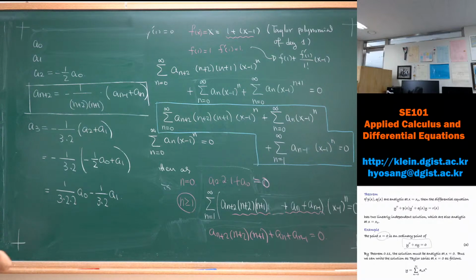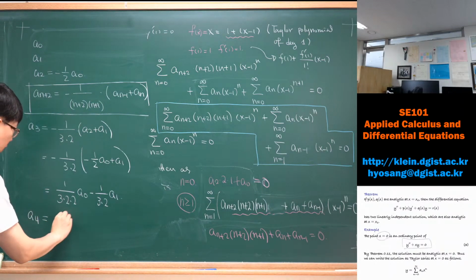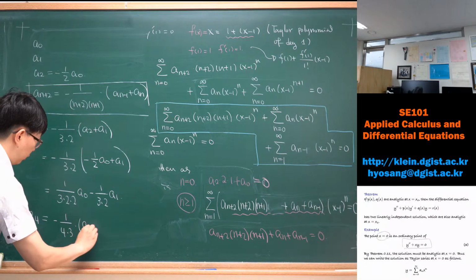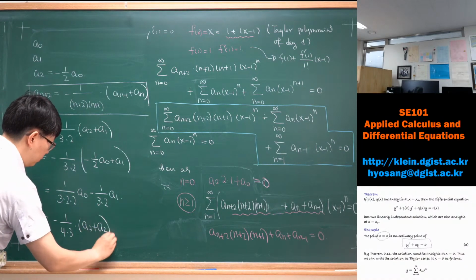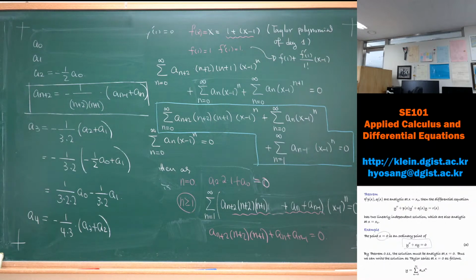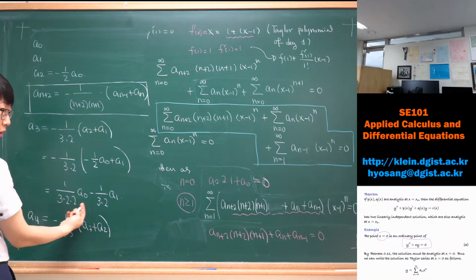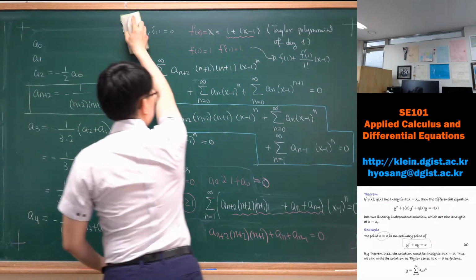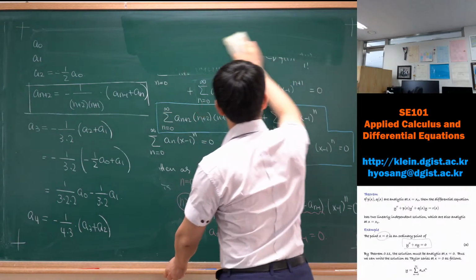Okay? How about a4? So a4 is minus 1 over 4 times 3, times a3 plus a2. And we know what a3 is. This is our a3. And we know what a2 is. So let's write that.